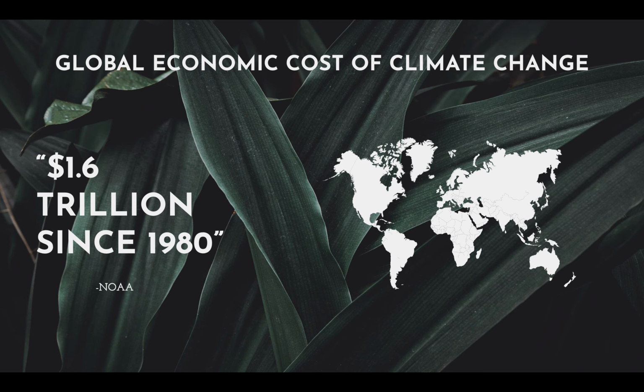According to the National Oceanic and Atmospheric Administration, or NOAA, since 1980 there have been 241 natural disasters that have cost the United States alone $1.6 trillion. This is made up of storms, droughts, wildfires, and more climate change disasters, which have all increased in frequency due to climate change. And on a global scale, this number can be multiplied many times over, which is extremely frightening.